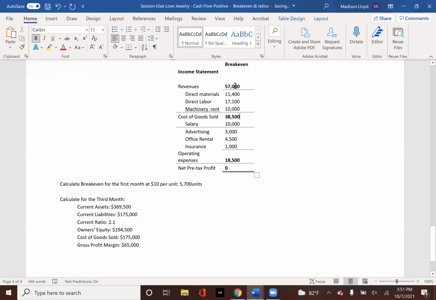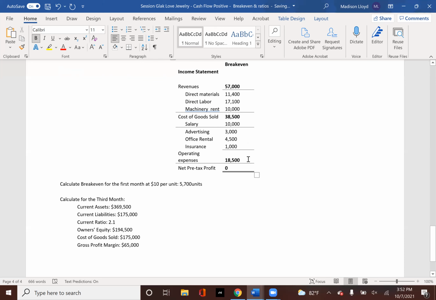Take your revenues, subtract your cost of goods sold, and subtract your operating expenses, and you're left with zero profit, which is your break even. Whenever you break even, that means you don't have any profit and you don't have any loss. That's why whenever we did our expenses divided by our profit margin for our unit, we got our unit number, because it takes 5,700 units to be able to pay off all of the expenses to be able to break even.